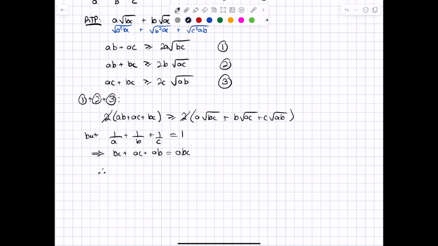And so therefore, and I'm just going to write it in the right order that they want, a times root bc plus b times root ac plus c times root ab is less than or equal to abc. And that's the end of part D and the end of question 13.